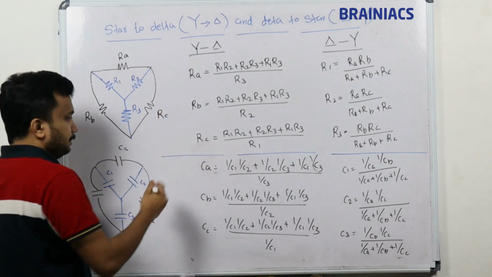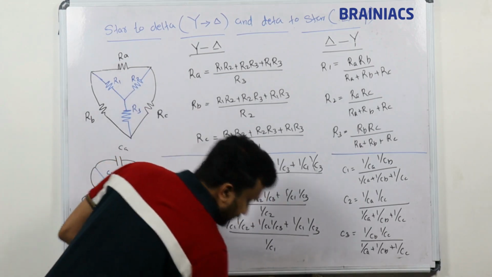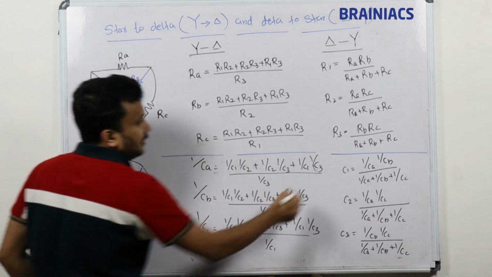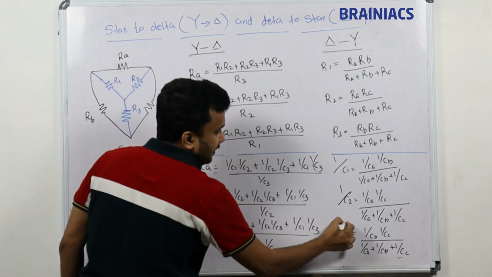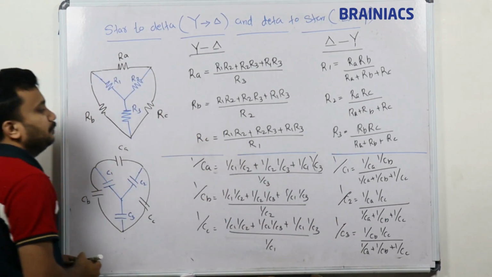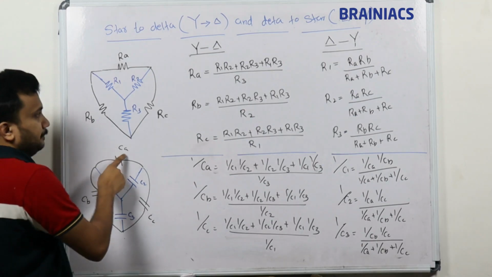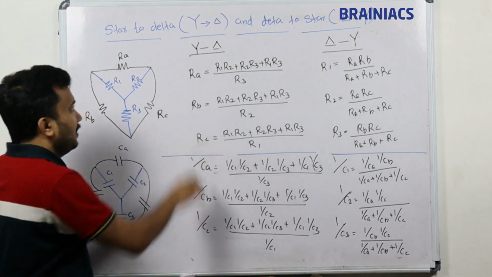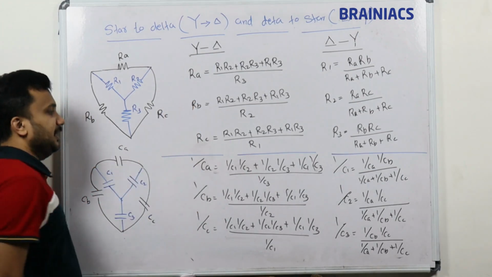Here, one mistake: this is not CA, this is 1 by CA. 1 by CB, 1 by C1, 1 by C2, 1 by C1. So 1 by CA. RA, everything is reciprocal. RA becomes 1 by CA.